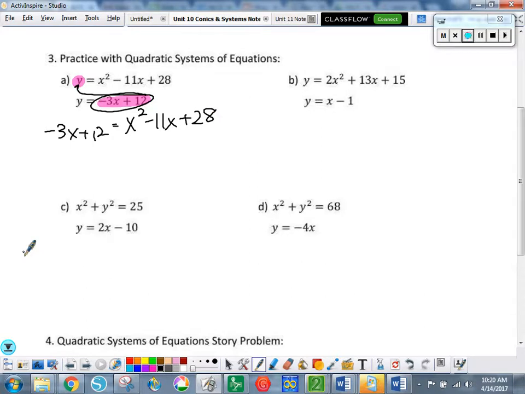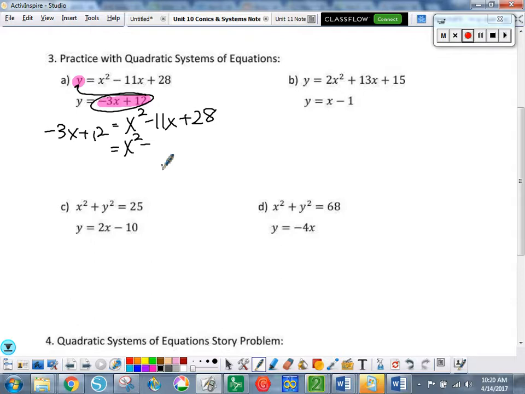Now if I want to solve the quadratic equation, I either have to factor, complete the square, we'll get rid of that, or use the quadratic formula. It has to be set equal to 0 no matter what though, so let's take both of these and move them over. I don't know how much room this is, it's going to be a lot of space, so write small. So let's add the 3x over.